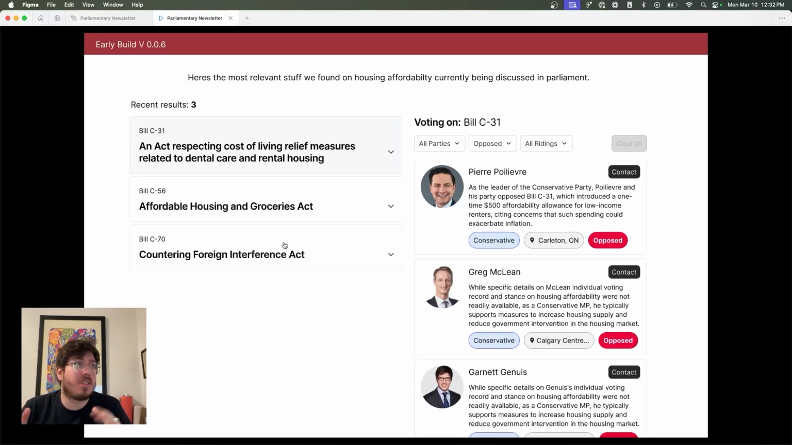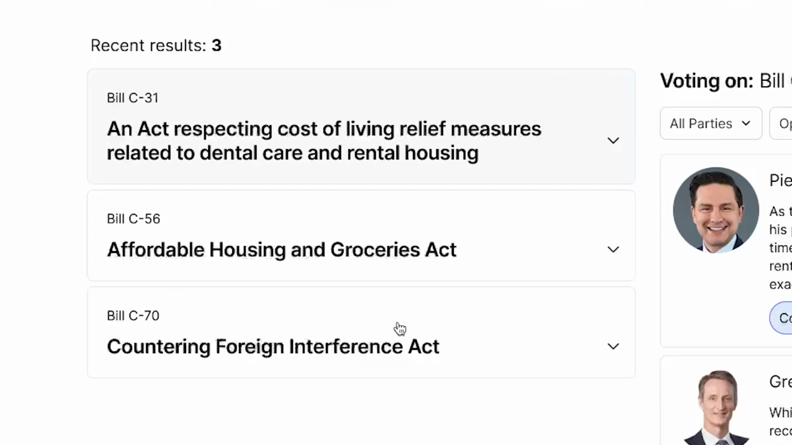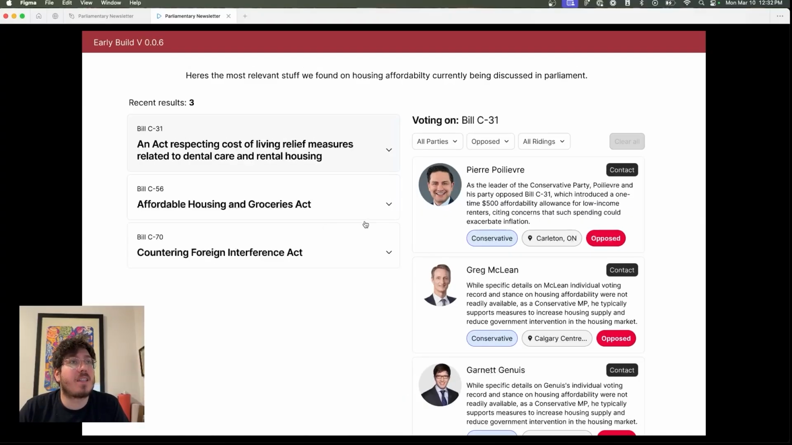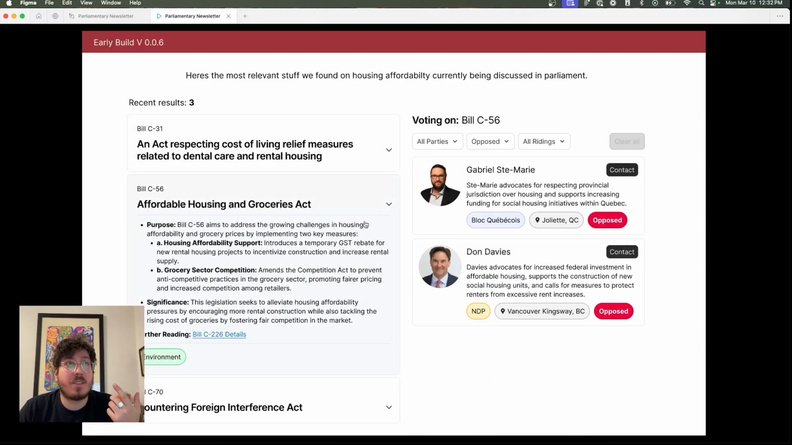The results page consists of two parts. On the left-hand side, we have the recent associated bills having to do with the housing affordability crisis. And then on the right-hand side, we have the MPs who opposed that particular bill. You can see if you click to each different bill, the MPs will change, so it'll filter depending on who's actually opposed that particular bill.